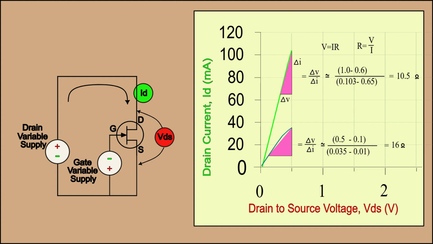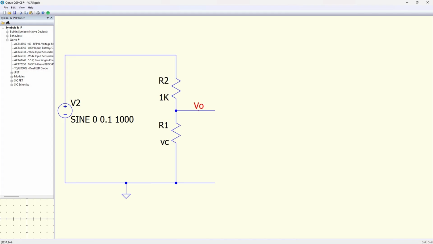Let us now turn to a practical circuit. We'll start by evaluating a simple resistor divider with an applied sine wave. We can see that the bottom resistor, R1, is set to a value of Vc. This allows us to change it dynamically. The applied sine wave is 100 millivolts and 1000 Hz. If we measure the output voltage VO, we can see that it will be some fraction of the input sine wave. The fraction depends on the values of R1 and R2.